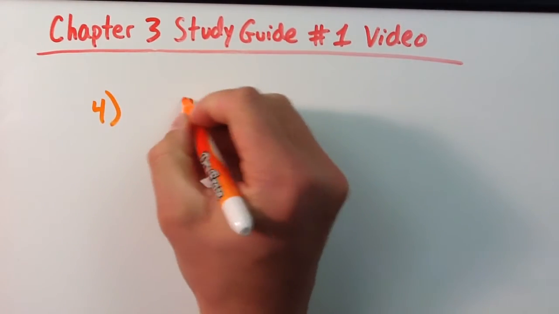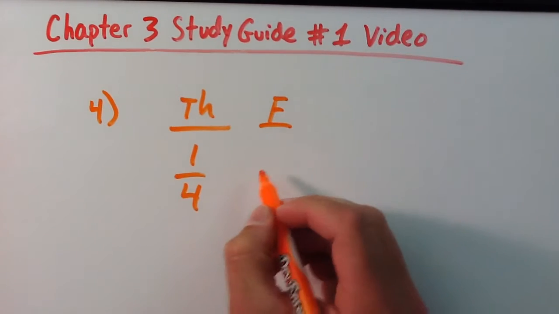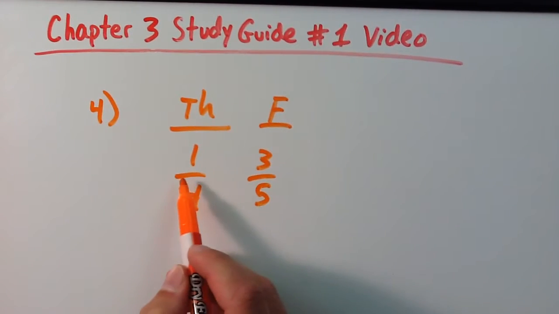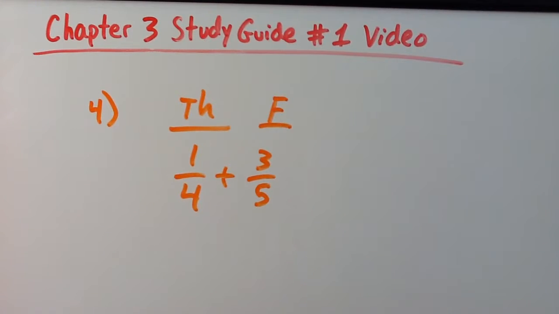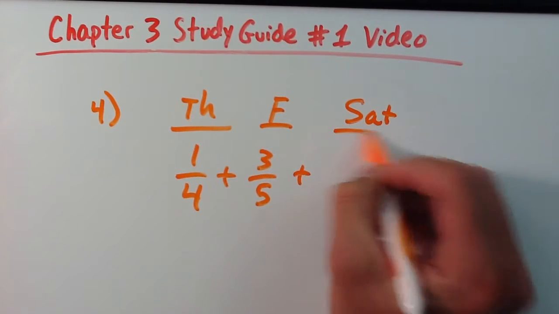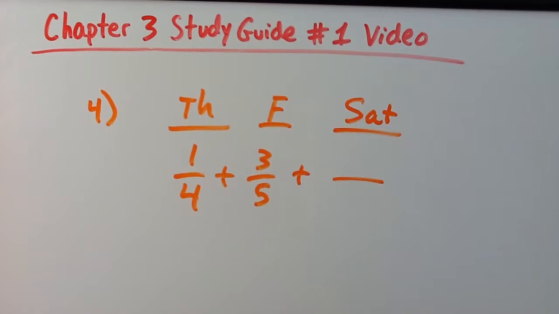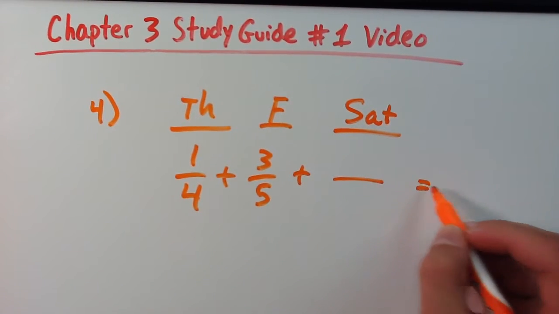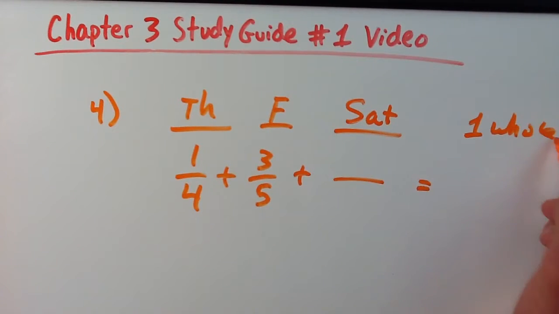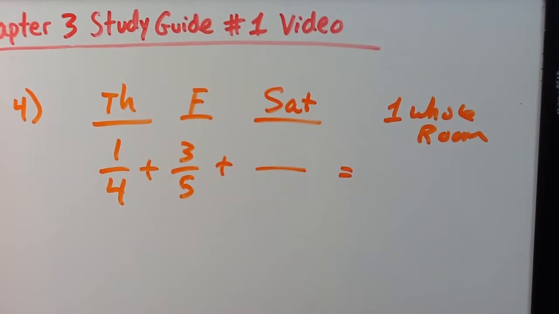So Alyssa on Thursday, I'll put TH. On Thursday, she cleaned 1/4 of her room. Okay, on Friday, I'll use F for Friday. On Friday, we are told that she cleaned 3/5. So she cleaned 1/4 on Thursday plus 3/5 on Friday. And she also cleaned, I'll use SAT, on Saturday, she cleaned some amount, which we don't know, right? And in total, she cleaned one whole room, right? She cleaned her whole room after Saturday.